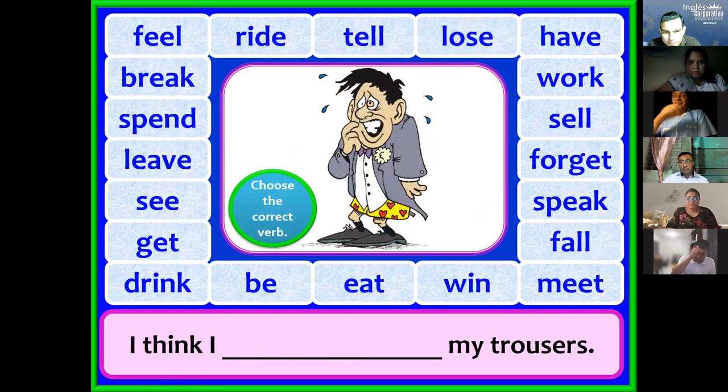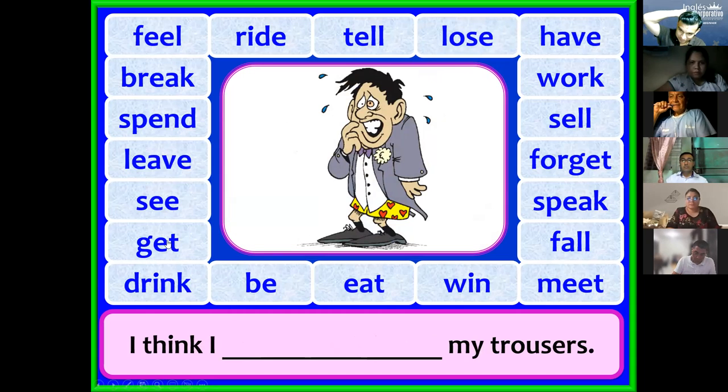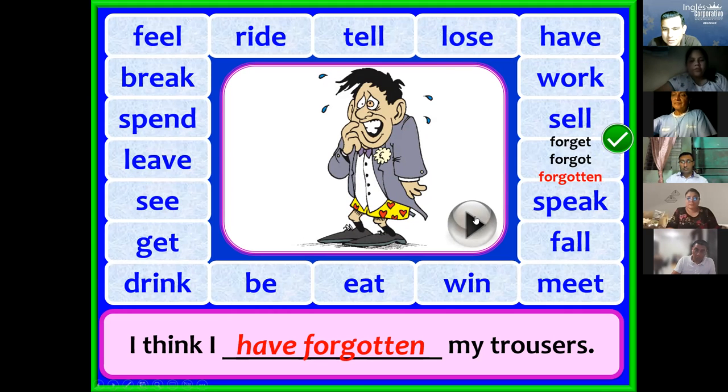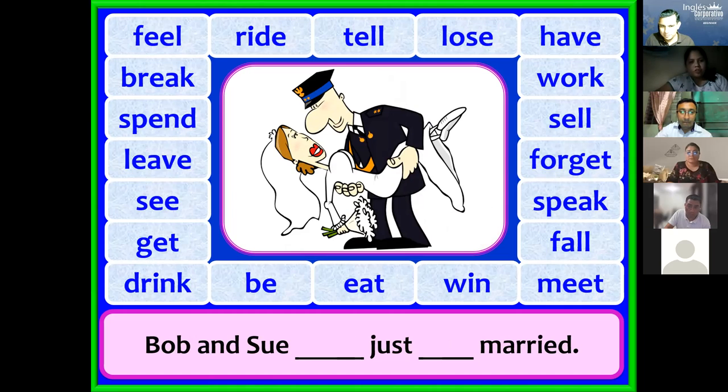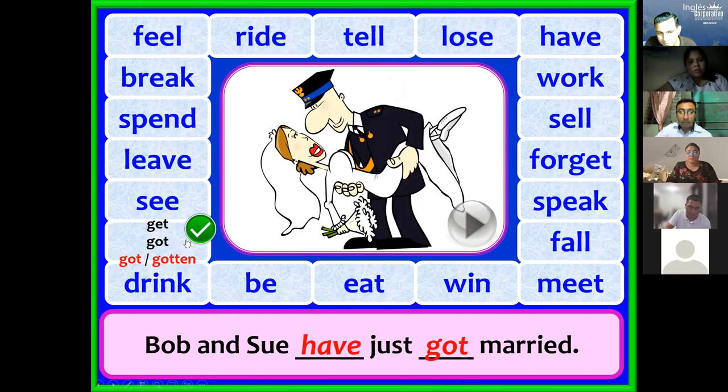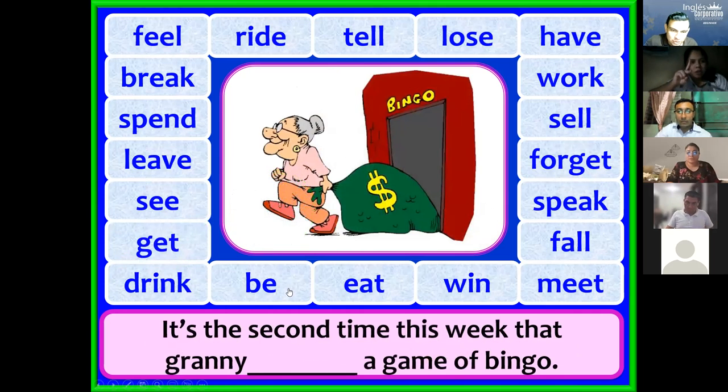Very good. Next. Present perfect. I have forgotten. See? Forgotten. Excellent. Perfect. Next. Bob and Sue have just gotten married. Here we have two forms, got or gotten. Okay, the past participle. Good job. Both are correct, teacher. Yes, got and gotten. You can use got or gotten as the past participle.